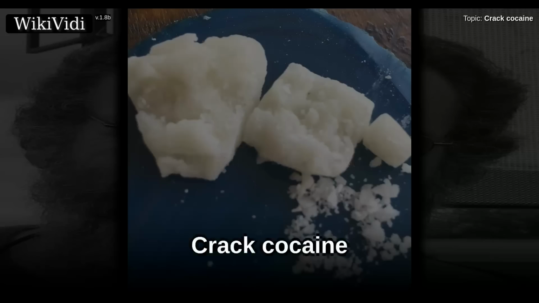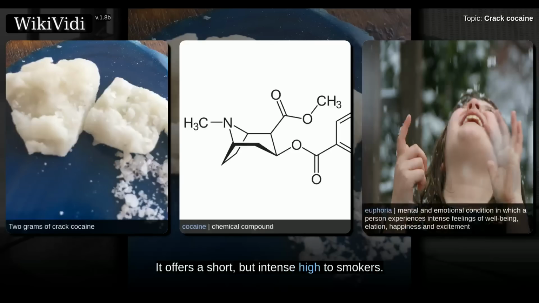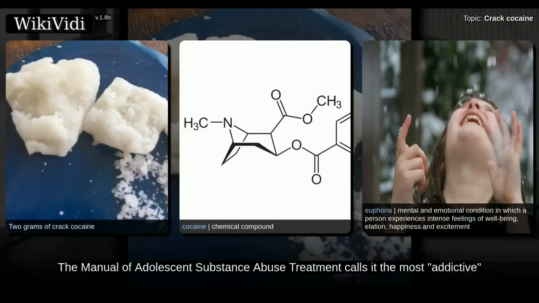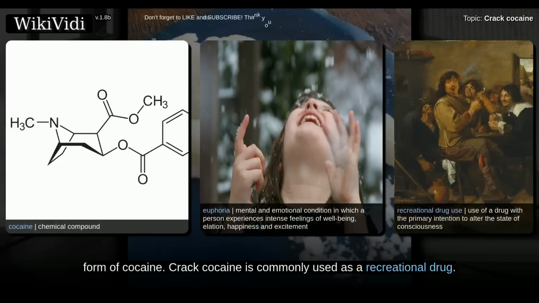Crack cocaine. Crack cocaine, also known simply as crack, is a free-based form of cocaine that can be smoked. It offers a short but intense high to smokers. The Manual of Adolescent Substance Abuse Treatment calls it the most addictive form of cocaine. Crack cocaine is commonly used as a recreational drug.